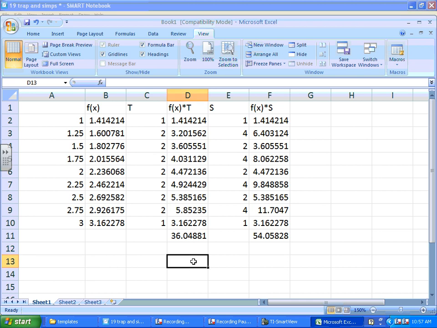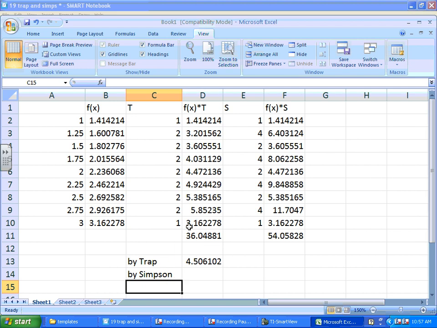And finally, to finish the question, we can come here, say the answer by trapezoid. The answer is equal sign. Okay, the formula has 1/2 times step size, which was 1/4, times the trapezoid sum, and answer by Simpsons. I should enlarge that column a little bit.